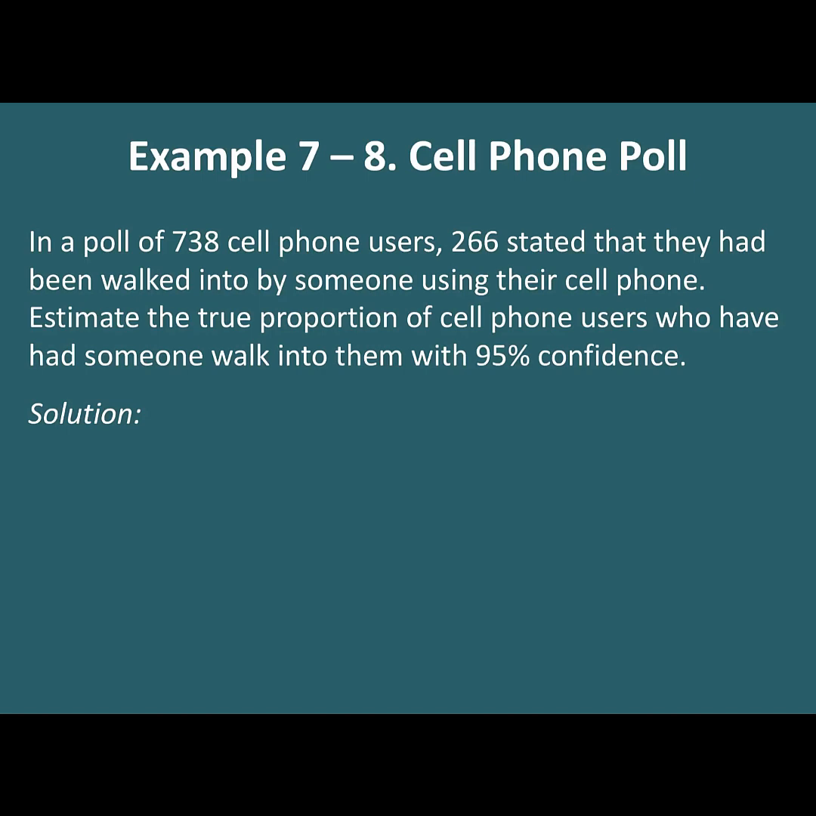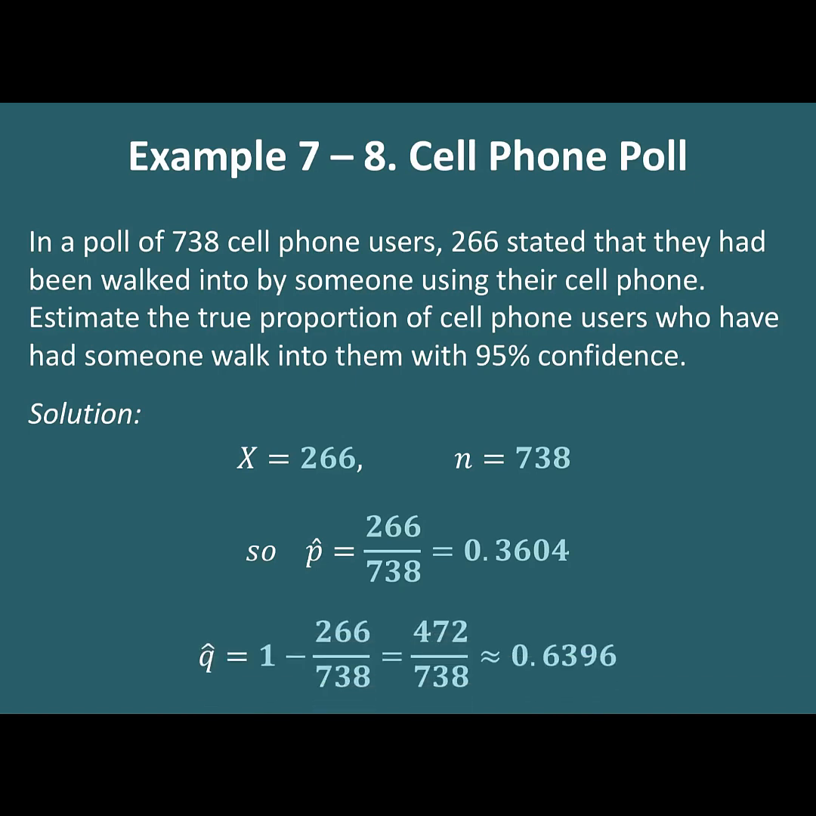Here we begin with x being 266 and n being 738. Also, let's find p hat, which is going to be 266 divided by 738, which is 0.3604. We will also need q hat in order to calculate the margin of error. In this case it would be 0.6396.